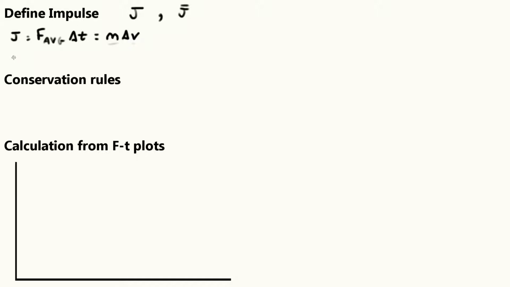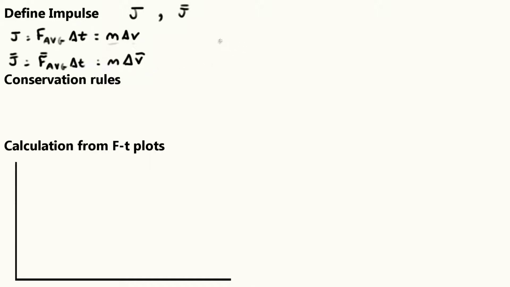If we're considering vectors, then the formula is very similar. We have once again the average force, but this time considering it as a vector, multiplied by the change in time. Or this is also equal to the mass multiplied by the change in velocity, which is once again the change in momentum as a vector.